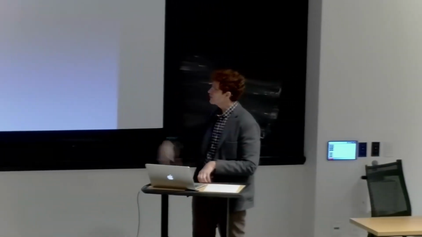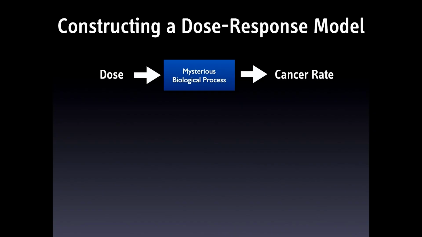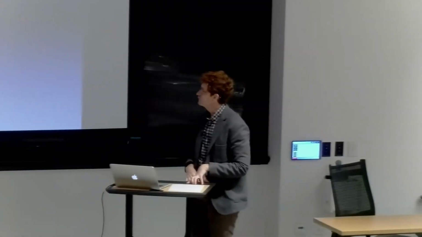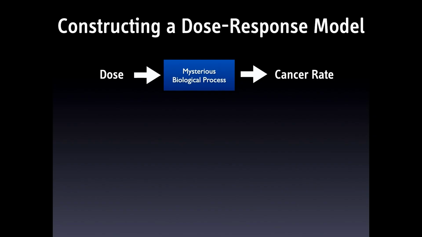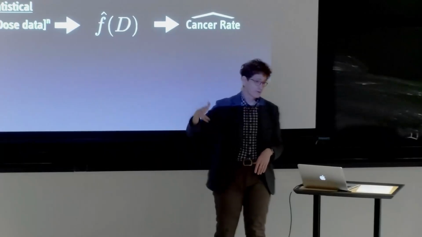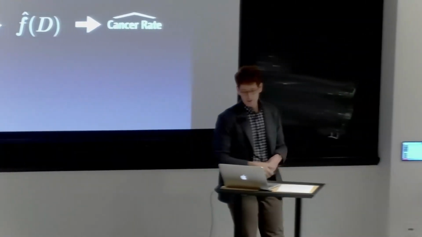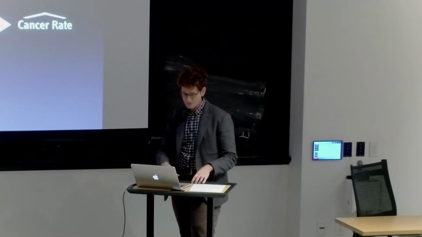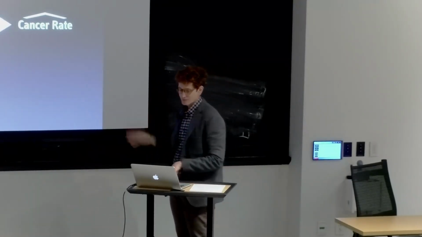So, there's some amount of dose, and then there's this black box, which is a blue box, which has some mysterious biological process and out pops some cancer rate. And we need to understand what's in that blue box. So one approach is that we say, you know what, we don't bother with what's inside. We'll just build a statistical model that seems to describe what we observe happening on the outside. You put a certain amount of radiation in, and maybe we get some cancer rate out, some estimate of the cancer rate.